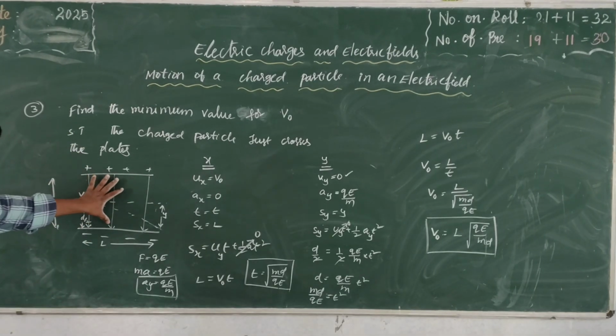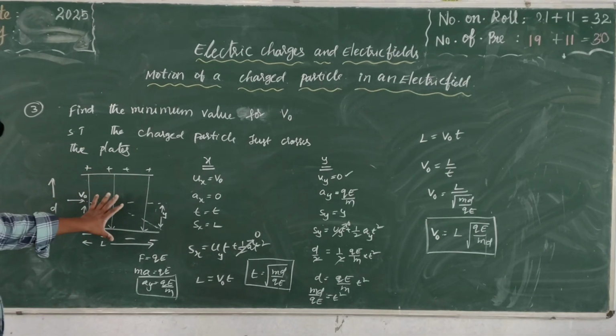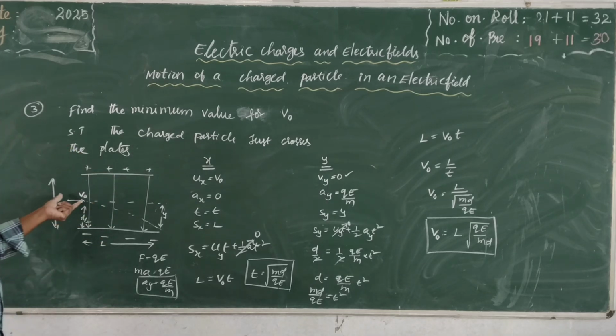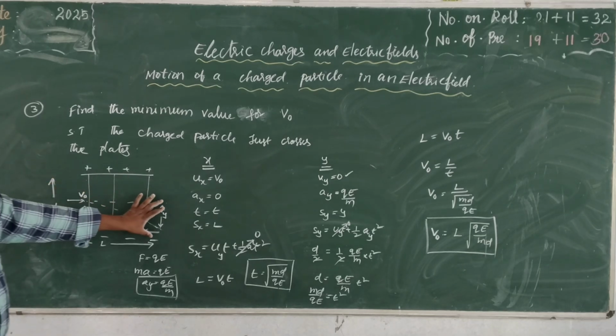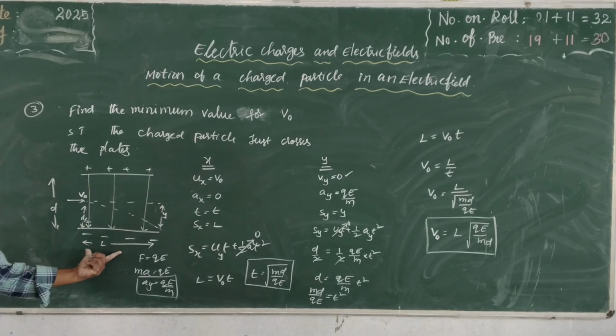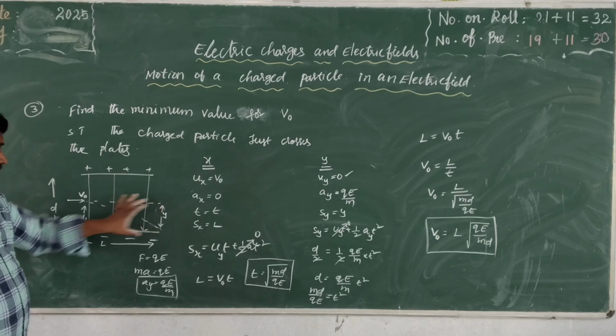For that, it is a uniform electric field. The electric field is this one, positive to negative. This is the charged particle with initial velocity v naught, which we don't know and want to find out. For that, this distance is d by 2. The total distance between the plates is d. This is the deflection along the y axis, and this is the deflection along the x axis. The x axis is length L, the y axis is d by 2.